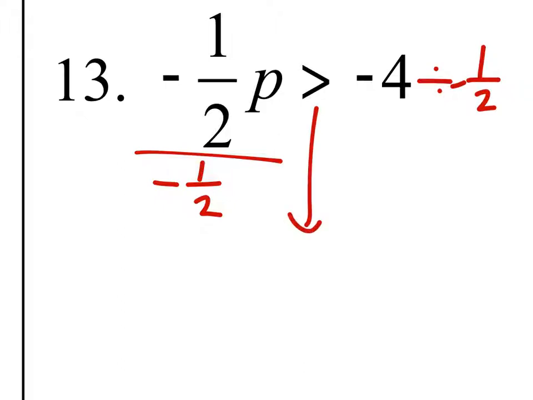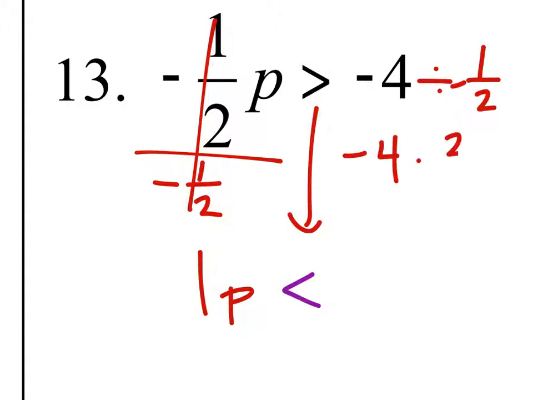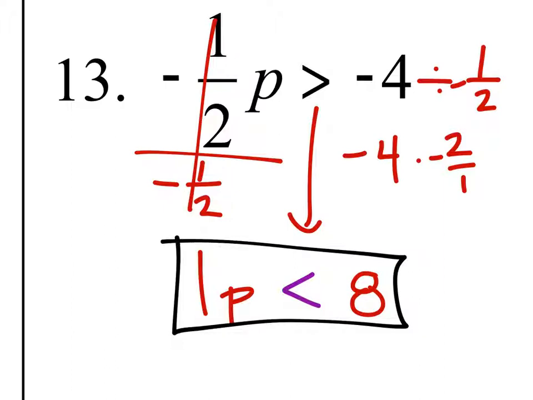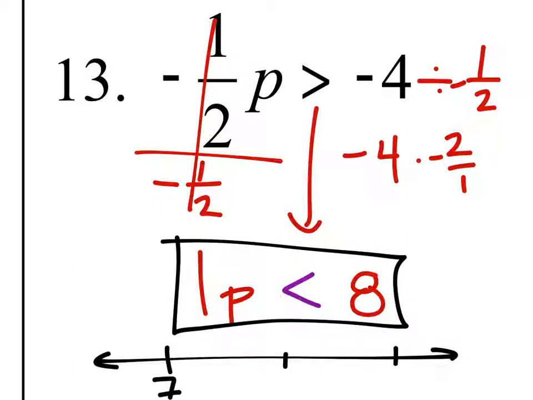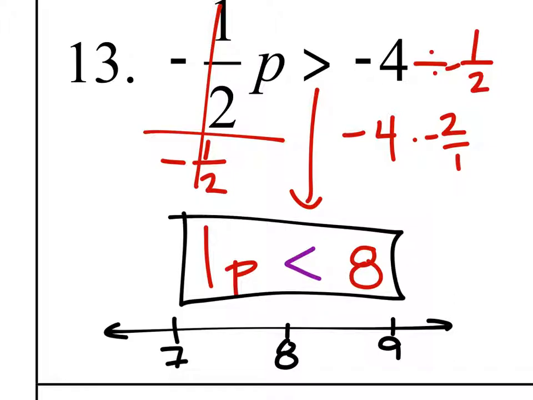Number 13, I would recommend on these that we would divide both sides by negative 1/2. Now again, we did divide by a negative, so it's going to flip the inequality. And negative 1/2 divided by negative 1/2 is 1, so we got 1p is less than negative 4 divided by 1/2, so we'll just make that negative 4 times negative 2 over 1, which really just comes out to be 8. And that's our inequality. But let's go ahead and put the graph on again. So I got 7, 8, 9. So at 8, open or closed? Open. Does it eat the p? Nope, so it goes to the left.